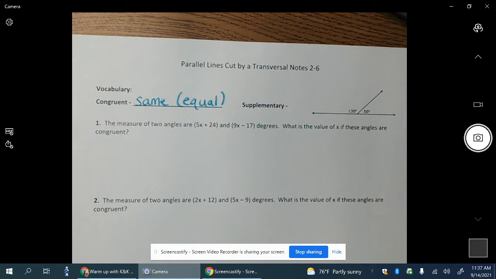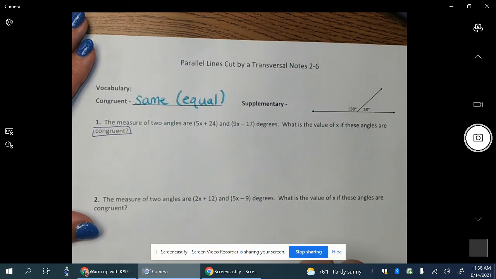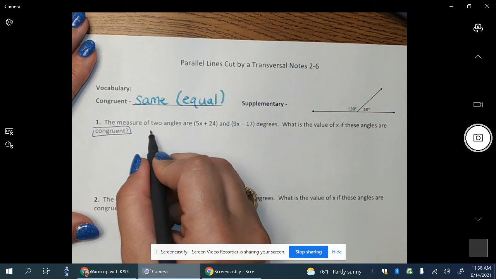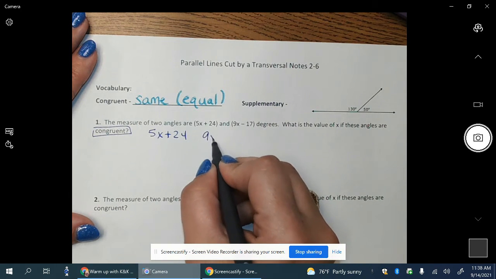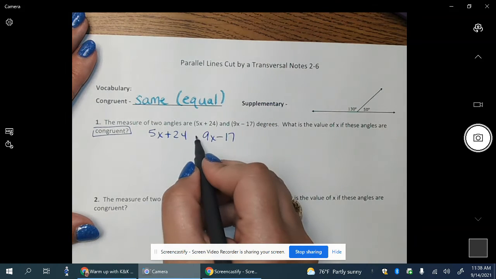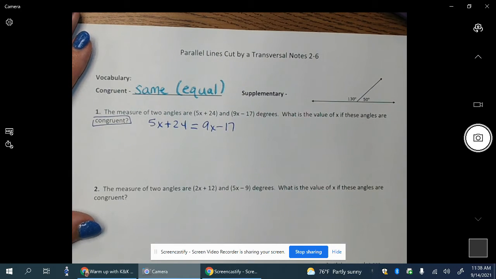Okay? So, did we just start notes? Yeah. Question 1 says the measure of two angles are 5x plus 24 and 9x minus 17 degrees. What is the value of x if they are congruent? So y'all just said that congruent means equal or the same. So literally all I'm doing is writing both equations and I am setting them equal to each other. That's it.